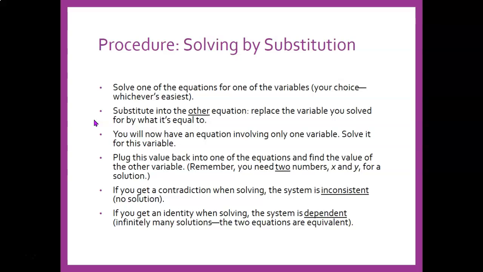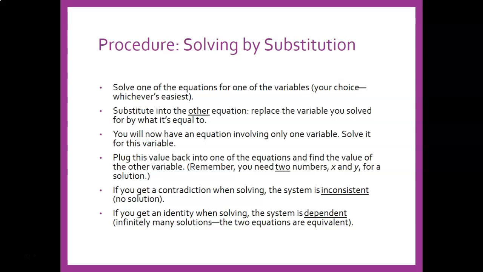Then substitute into the other equation. So replace the variable you solved for by what it's equal to. Make sure you use the other equation, the one you haven't touched yet, when you're making that substitution. The result of doing that is you will now have an equation involving only one variable, just x or just y. So that equation that's all about x or all about y, go ahead and solve it to find what number that variable should be equal to.